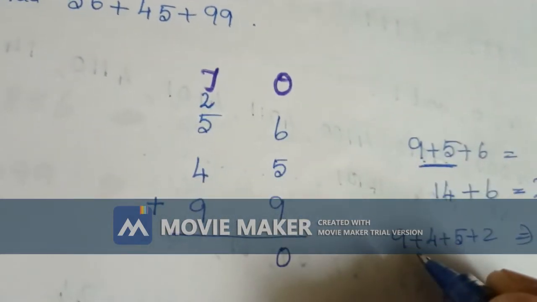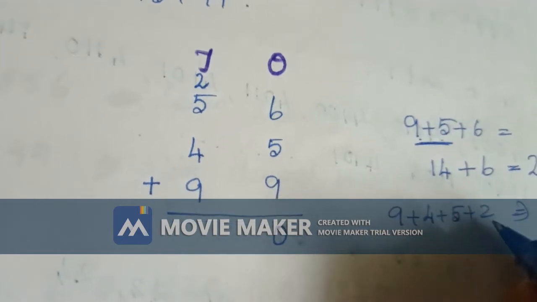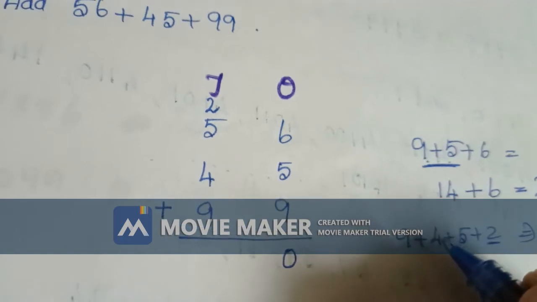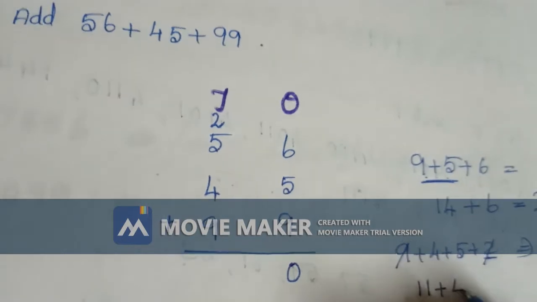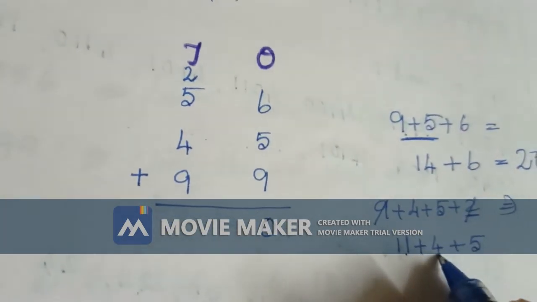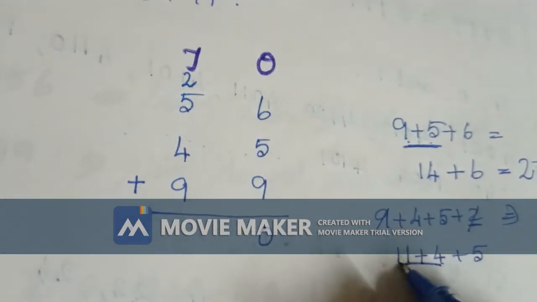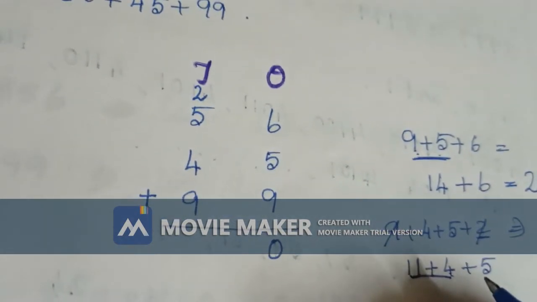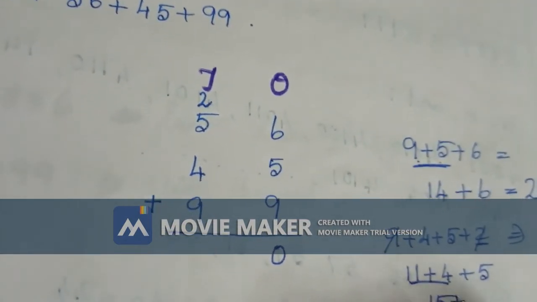So keep the bigger number in mind. Yes, here the bigger number is 9 and the smaller number is 2. So 9, after that 10 and 11. So 11 plus 4 plus 5. Here the bigger number is 11 and the smaller number is 4. Okay, children, now add these two numbers. Keep 11 in mind and take 4 on your fingers. 11, after that 12, 13, 14, 15. Now 15 plus 5.